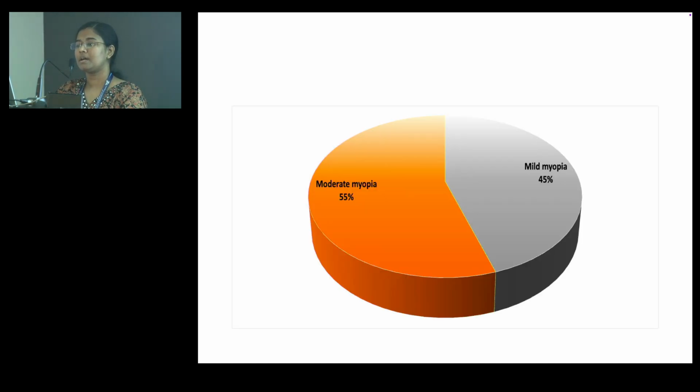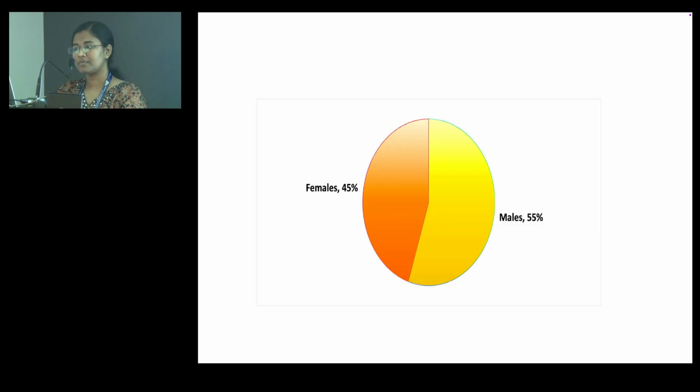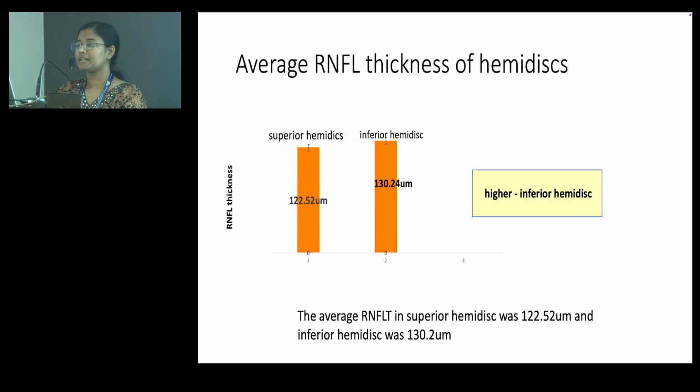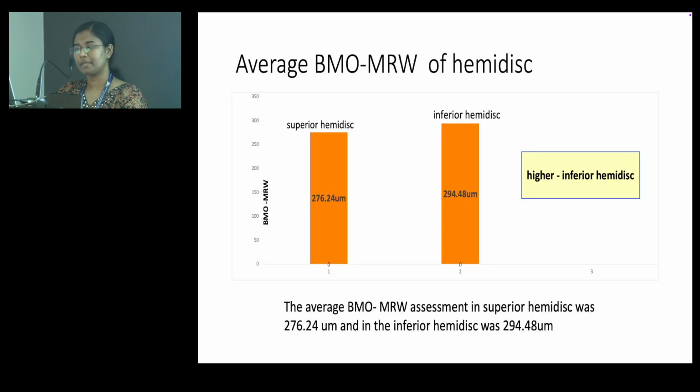Our results: 45% were females, whereas 55% were males. 55% had moderate myopia, whereas 45% had mild myopia. The average RNFL thickness was higher in the inferior hemidisc. The average BMO MRW was also higher in the inferior hemidisc.